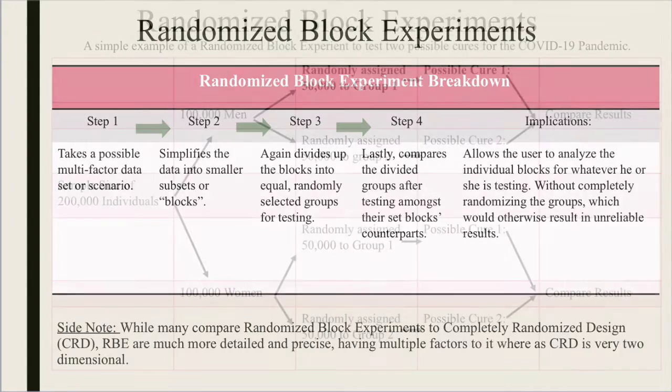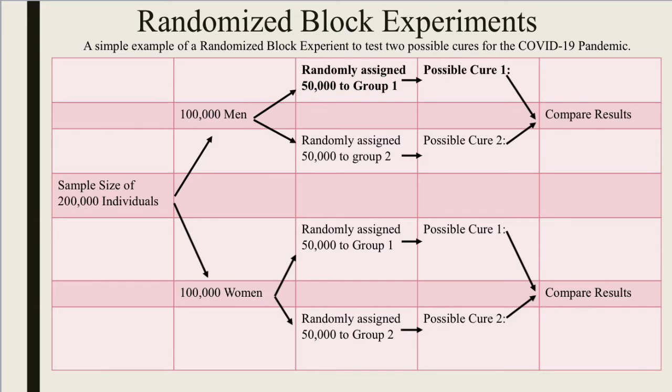Now, before we hop into an engineering-related application for randomized block design, this is an example of a hypothetical randomized block experiment done to find a cure for COVID-19. The company here is looking to test 200,000 individuals with two possible vaccines that might cure patients. If the company were to randomly divide the sample set into two equal groups of 100,000 people, there would be countless variables swaying the statistics one way or another. Therefore, we use a randomized block design.